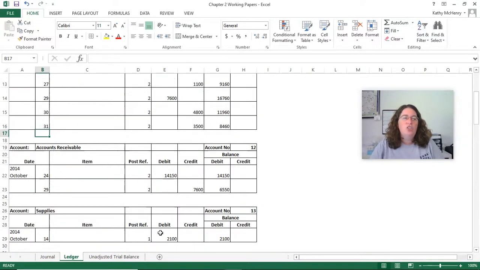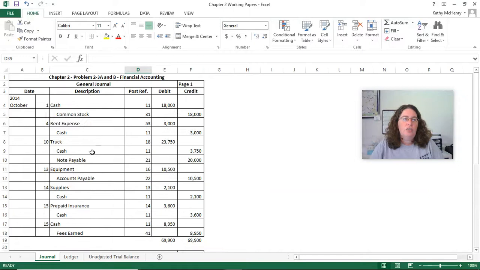Couldn't I just go through this journal and do all of the cashes and then go back through and do all of the common stocks and back through and all of the rent expenses? Wouldn't that be faster? It might be faster, but it won't be as accurate. Okay. By going line by line, you're sure to catch every single one and you're not misplacing numbers because all of the numbers above have been filled in.